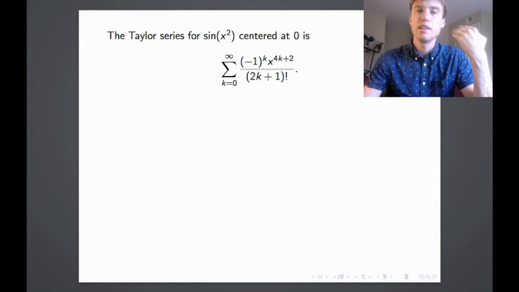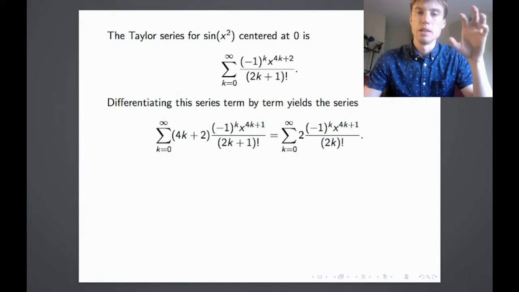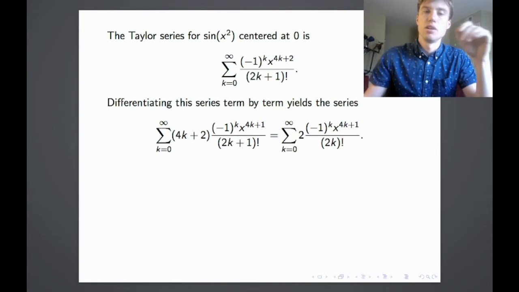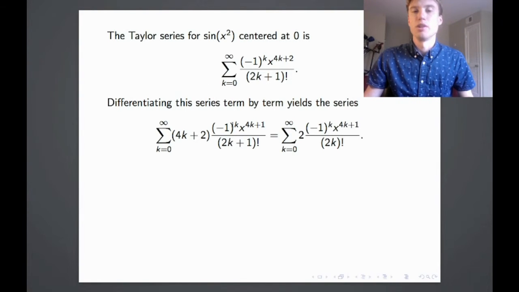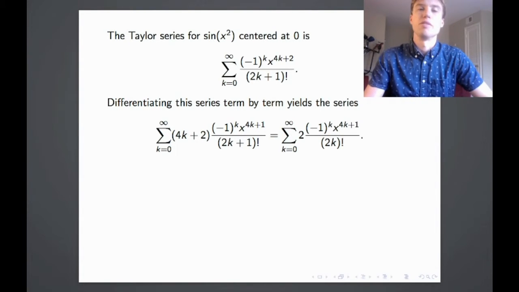Now we can find the Taylor series for the derivative by differentiating this series term by term. Each term is a monomial. It's a constant times a power of x. Thus we can use the power rule. So the derivative of negative 1 to the k, x to the 4k plus 2 divided by 2k plus 1 factorial is just 4k plus 2 times negative 1 to the k, x to the 4k plus 1. We've reduced the power by 1, divided by 2k plus 1 factorial.